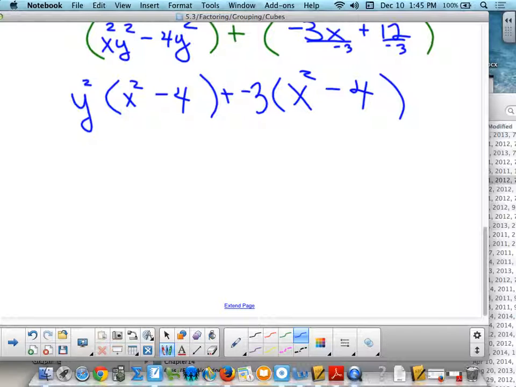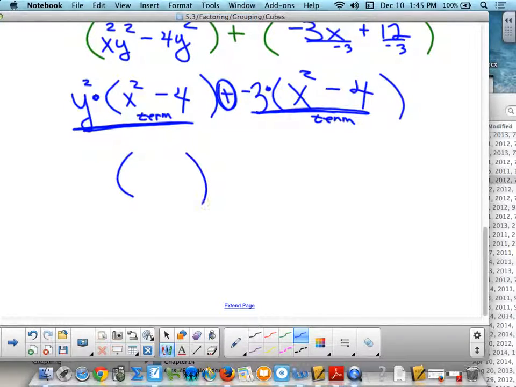Once again, you should see multiplication, multiplication with a plus in the middle. The plus separates term plus term, right? Okay. So what do these two terms share? X squared minus 4. X squared minus 4. And then when you do that, you take it out in front, you call it your GCF, and then what's left? Y squared minus 3.